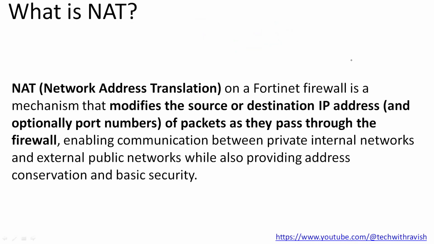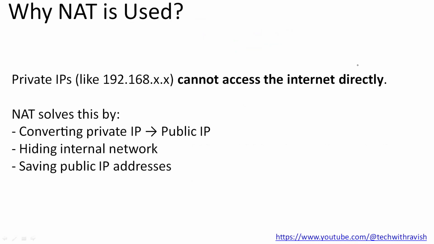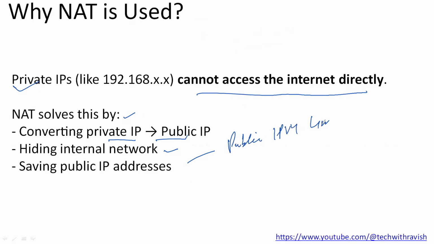Now let's talk about network address translation in a firewall. As I told you, private IP address ranges cannot access the internet directly. So NAT is used to convert these private IP addresses into public IP addresses, and in the reverse process, public IP addresses into private IP addresses. This hides the internal network and the IP addresses used in the internal network. It saves public IP addresses, as we know that public IP addresses in IP version 4 are limited.